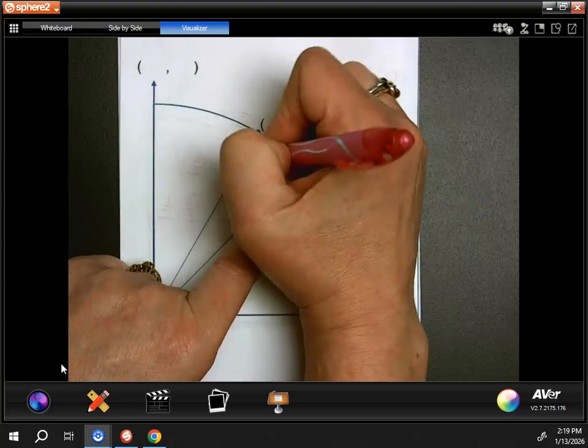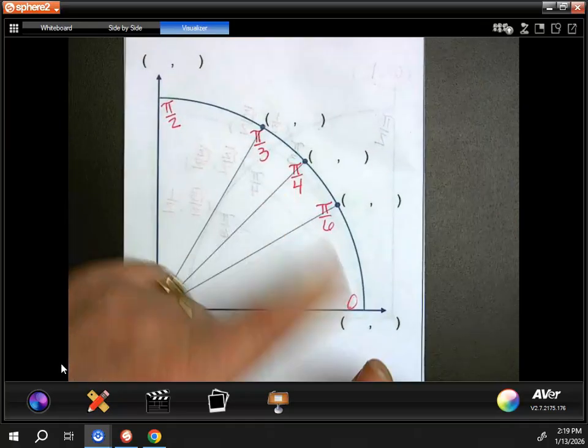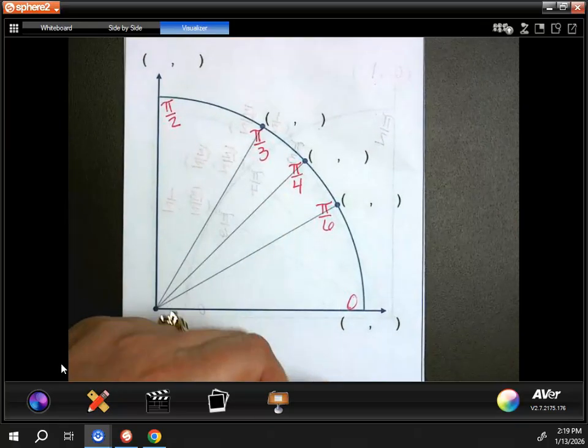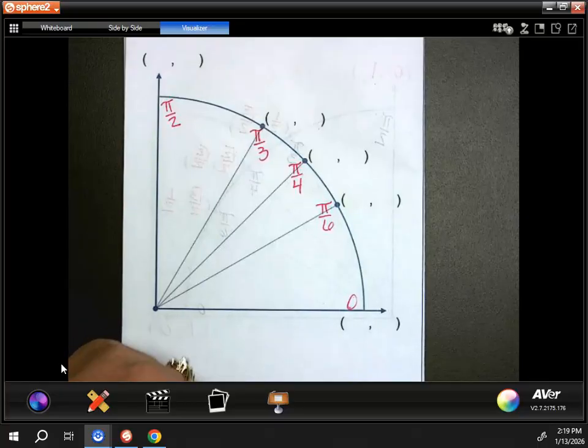And the more you fill it in from your brain, the more you're going to know it. And you're not always going to have to fill out the whole thing. We're just doing that right now. It's going to help you learn it. Okay. Are we all good on the angles?